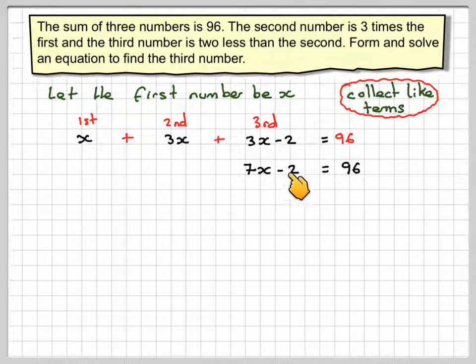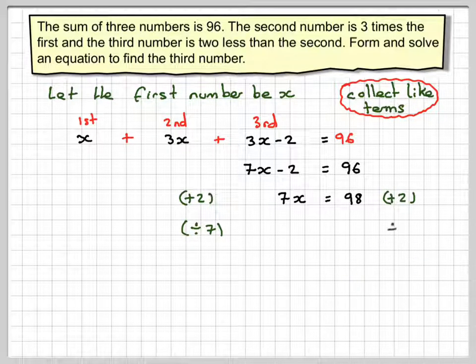The opposite of subtracting 2 is to add 2 to both sides. So this is my equation I have to solve. So that gives 7x is equal to 98. And then I have to divide both sides by 7 to get that x is equal to 14.